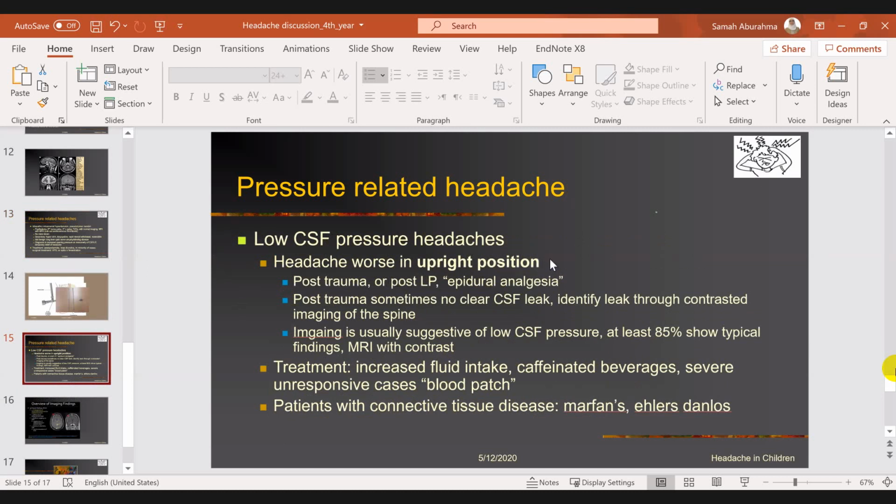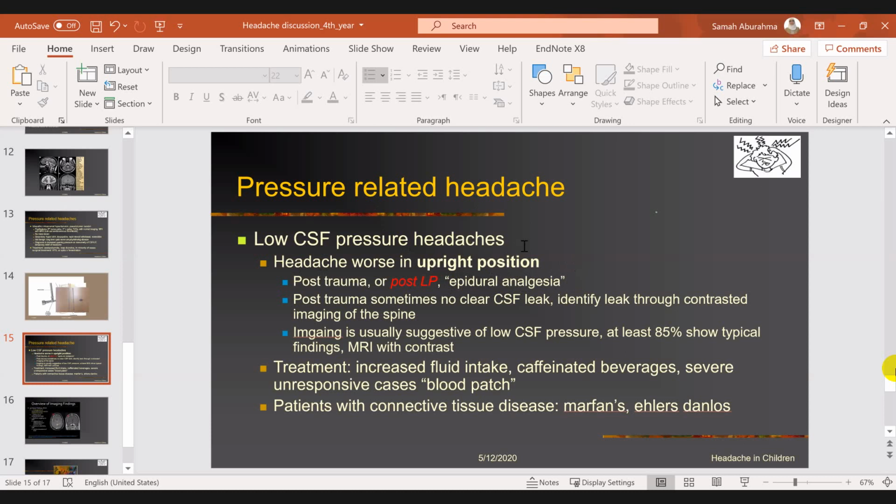Okay? After lumbar puncture. Sometimes if you have a big needle, or if they had to go in more than once, sometimes the patient will have a CSF leak. Because of that leak, the CSF intracranial pressure is low, and this will lead to a headache. Additionally, epidural analgesia: this headache is common after delivery, and women who deliver with epidural analgesia can have a significant low CSF pressure headache.